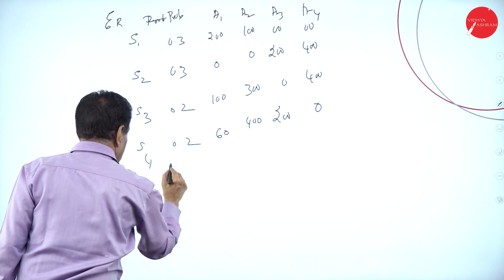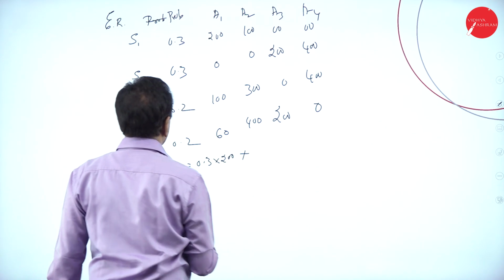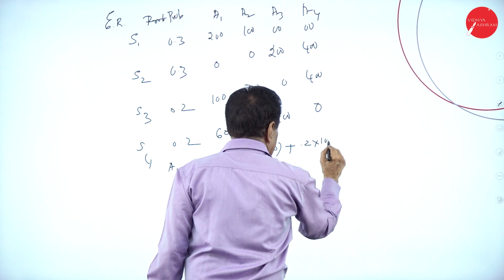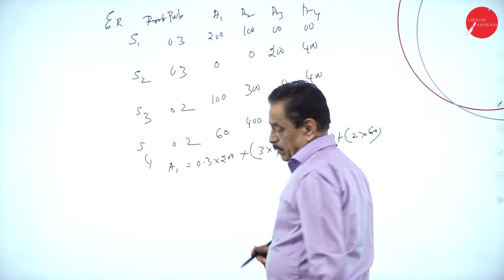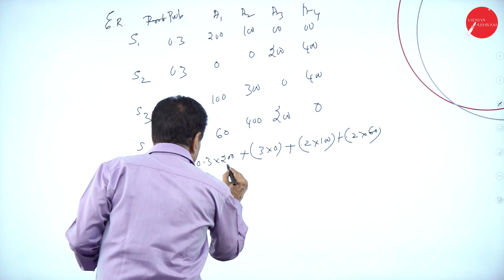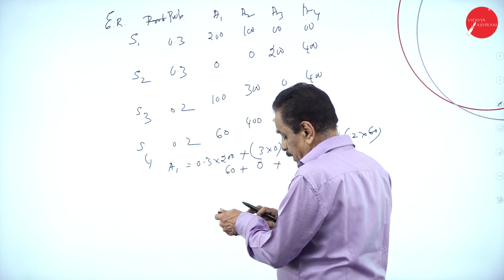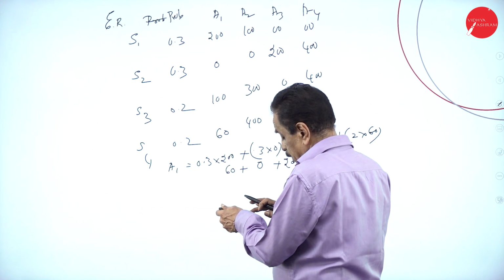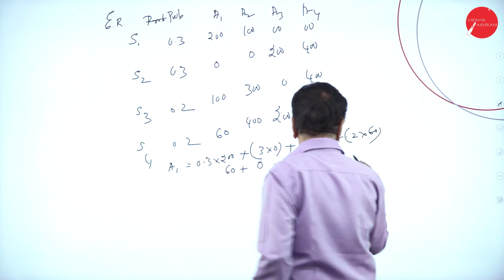A1, first one: 0.3 into 200, 0.3 into 0, 0.2 into 100, plus 0.2 into 60. So 0.3 into 200 is 60. This is 0. 0.2 into 100 is 20. 0.2 into 60 is 12. So 60, 80, 92.